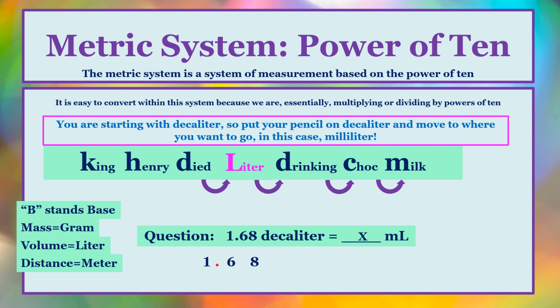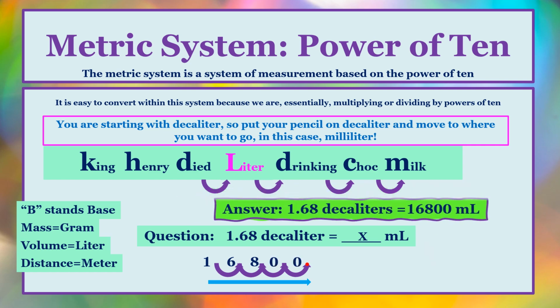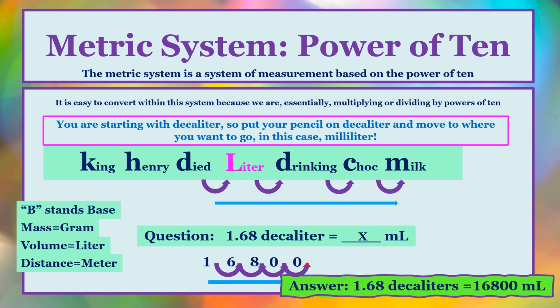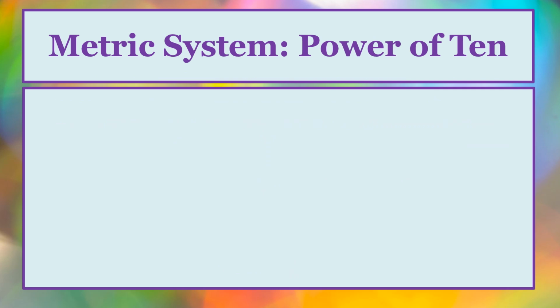So our number is 1.68, and I'll need to move my arrow to the right, so I'll need to move my decimal to the right. 1, 2, 3, 4. I have some empty nest. I'm going to put eggs in it, and that gives me my answer. 1.68 deciliters equals 16,800 milliliters.